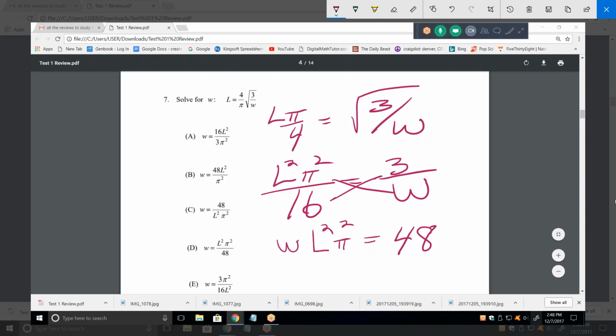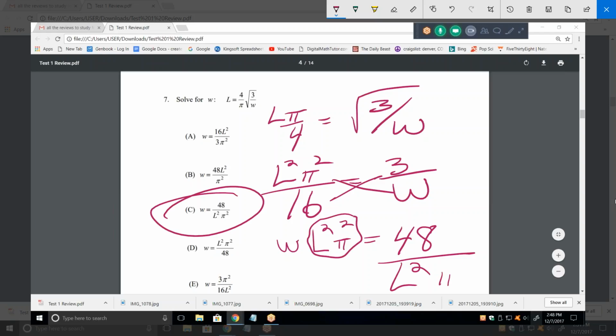How many of the answers have 48 in the numerator? 1. Exactly. That has to be the answer. I don't care what else. We know that when we solve for w, everything here goes in the denominator. So our answer has to have 48 in the numerator all by itself.